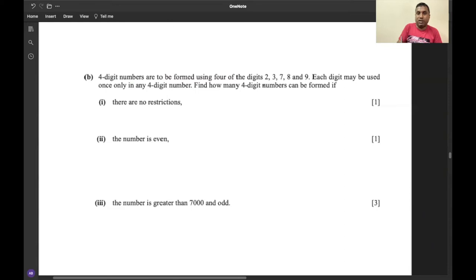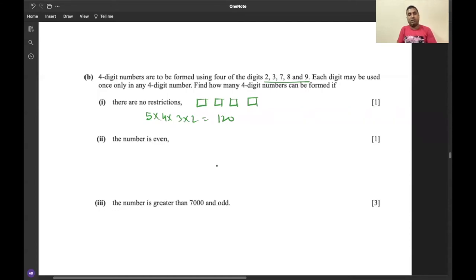We are making 4-digit numbers using 2, 3, 7, 8, 9. Each digit may be used once only. Find how many 4-digit numbers can be formed. So there are 4 places to fill, from 5 numbers. We can fill the first in 5 ways, then 4 ways, then 3 ways, then 2 ways. If you multiply 5 with 24, that is 120.